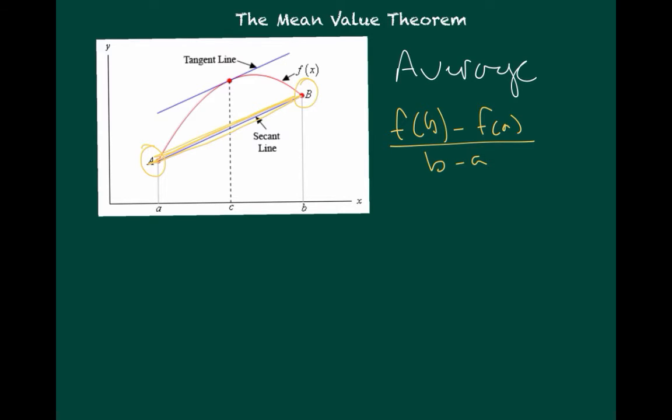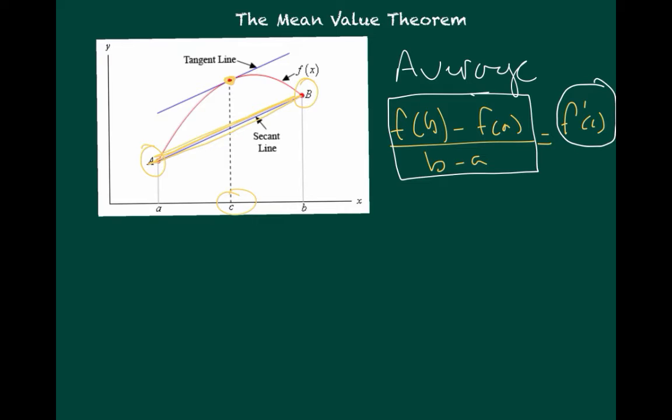And what the mean value theorem says is there is some point, C, between A and B somewhere, this point C has a derivative that is equal to that average rate of change. And that's all it says. Let's go through it again. On an interval from A to B, if we looked at the average rate of change, there is some point C where the derivative is equal to that average rate of change.